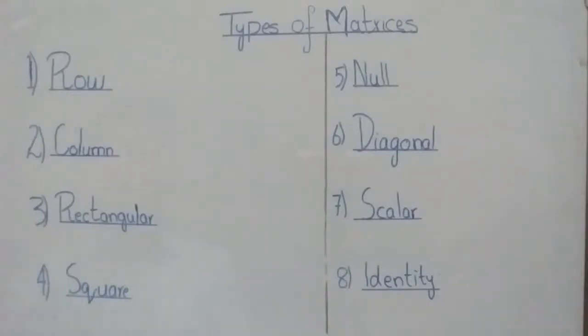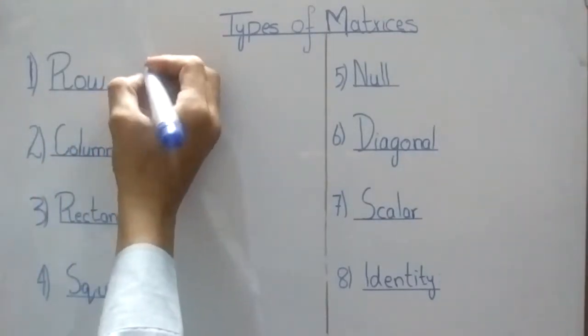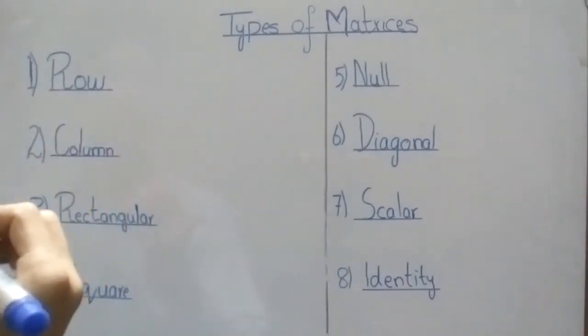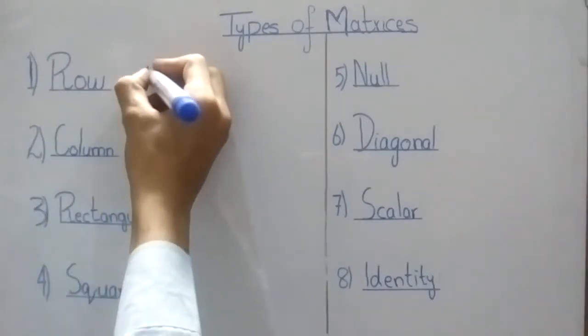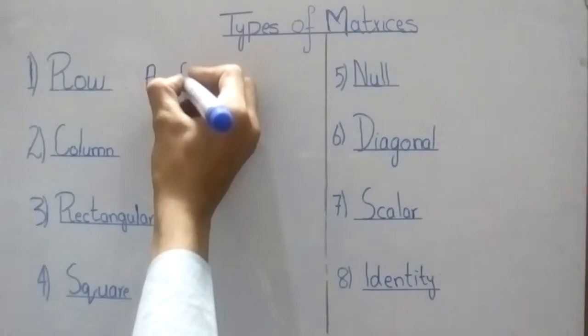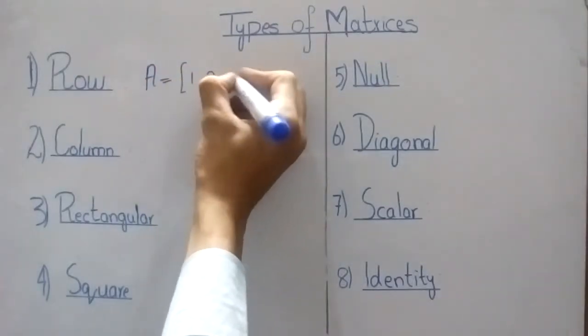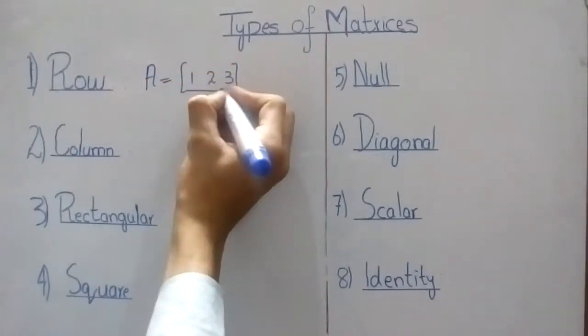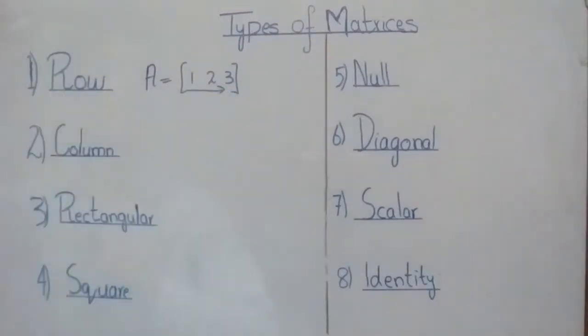Today guys we will talk about types of matrices. On the number 1 we have a row matrix. A row matrix is the type of matrix that contains only one row. For example, A equals 1, 2, 3. The number of rows here is 1. Now this is a row matrix.